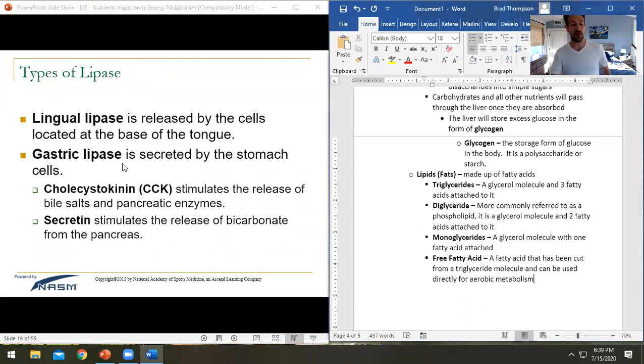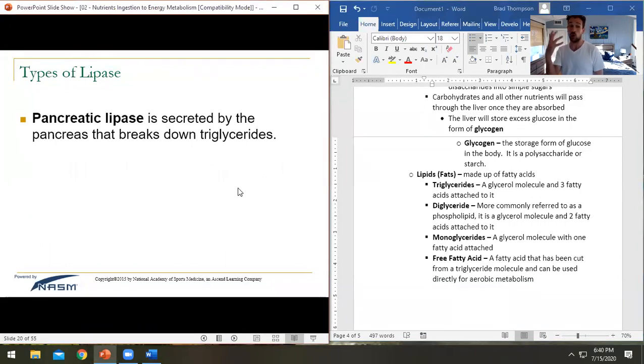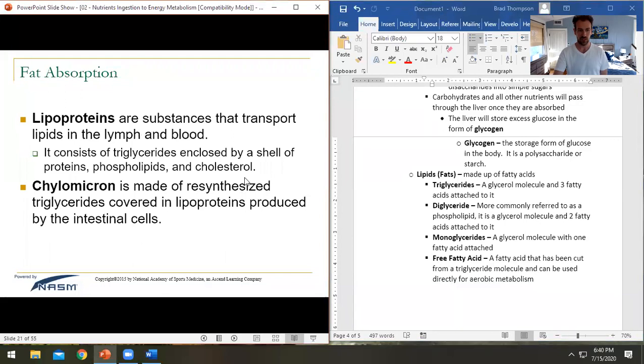So types of lipase that you've got: lingual lipase, right? That's on your tongue. Gastric lipase, that's in your stomach. I hate this one. Cholecystokinin, that's what it is. I can never say it. But that's actually a hormone that releases pancreatic enzymes. Secretin, the same thing. You don't necessarily need to know those, or pancreatic lipase here. But those are basically all the enzymes that are allowing this breakdown to happen.